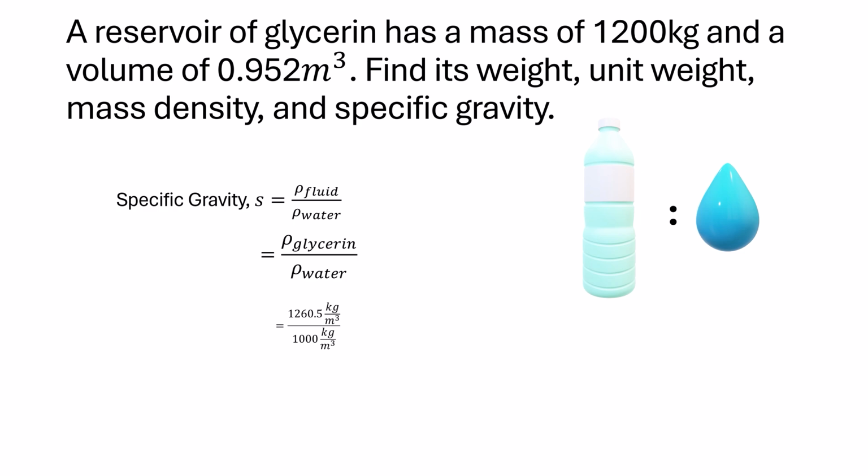The density of water is 1,000 kilograms per cubic meter, which is basically a constant. Remember that the density of water is 1,000 kilograms per cubic meter. It is not in the given because it is a constant and you should know it. Dividing those two, we have 1.26005.